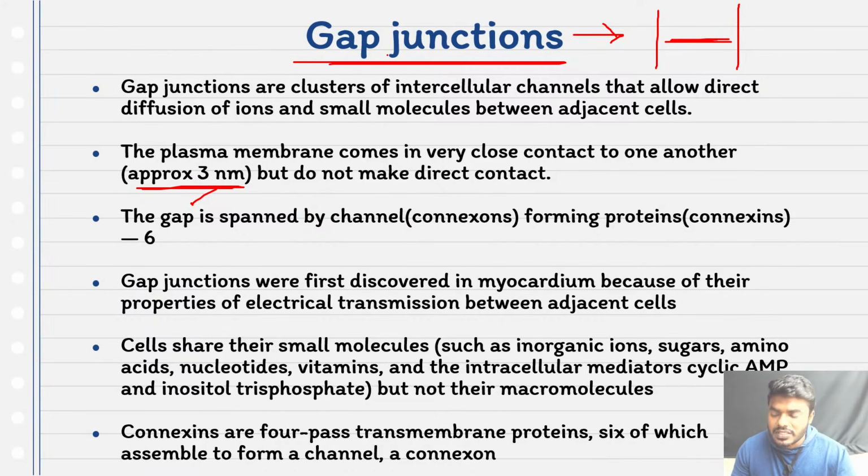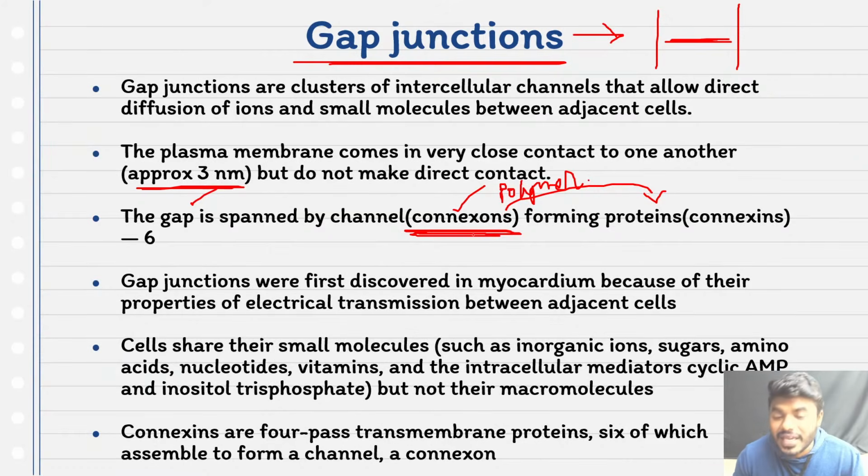Everyone listen to me very carefully, friends. What is this particular gap junction made up of? The gap junction is exclusively made up of a protein called connexons. How is the connexon formed? You can imagine that connexon is a kind of polymer. Okay, it's not completely a polymer. Connexon is the major protein which is forming the gap junction.